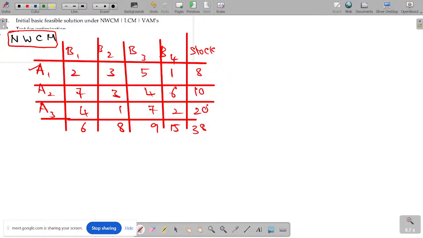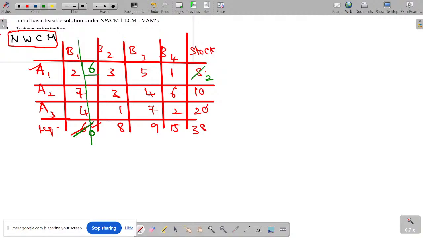I'm going to allocate from here. What is the requirement? 6 units is the requirement in B1. How much is the stock? 8 units stock is there. So no issues. Just give all the 6 units to B1. And how much stock will be left out here? 2 units. Am I right? Which means hereafter it becomes 0 for B1. Hereafter there is no stock need to be provided to B1.